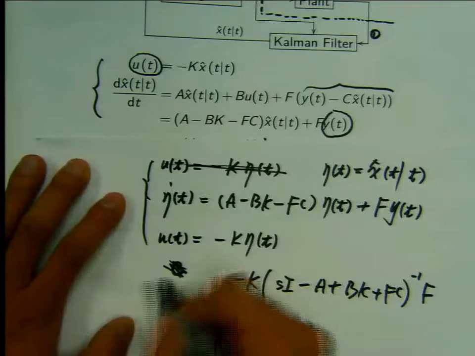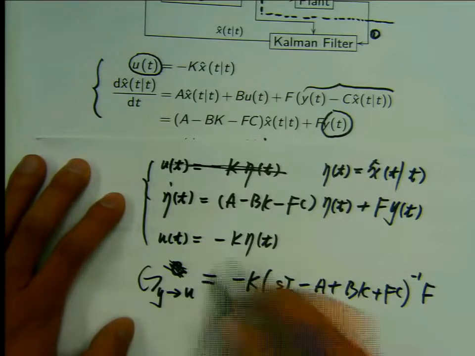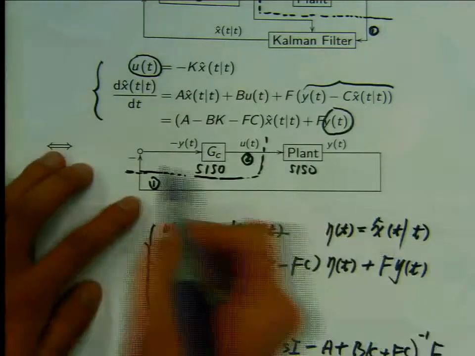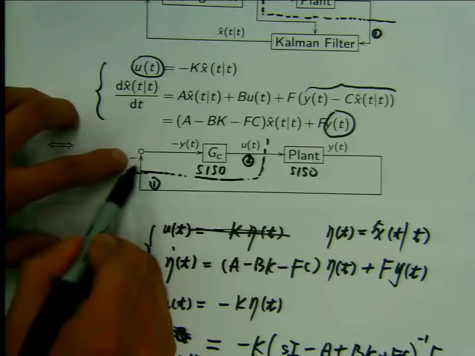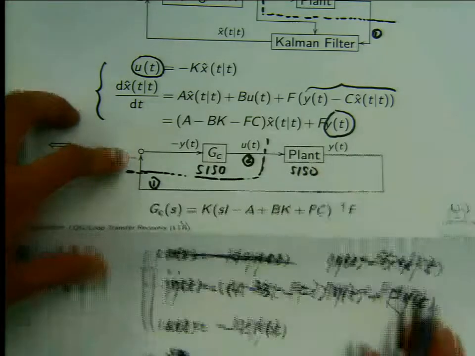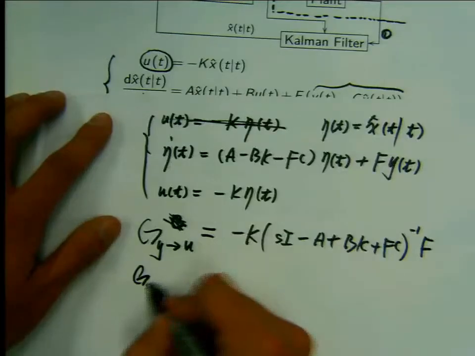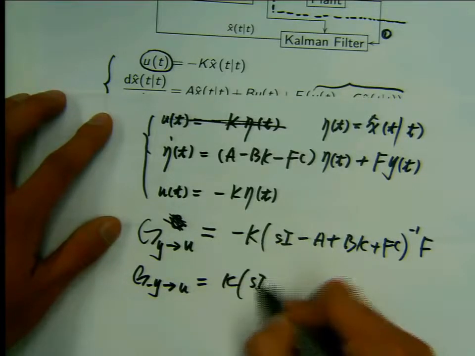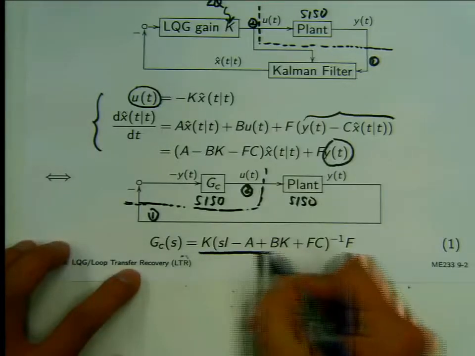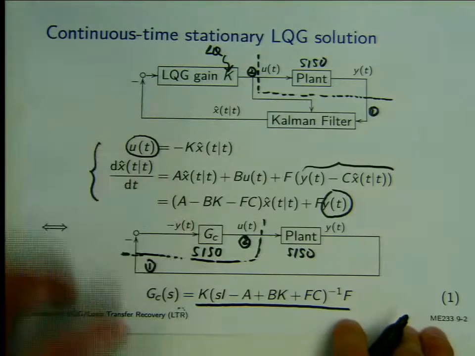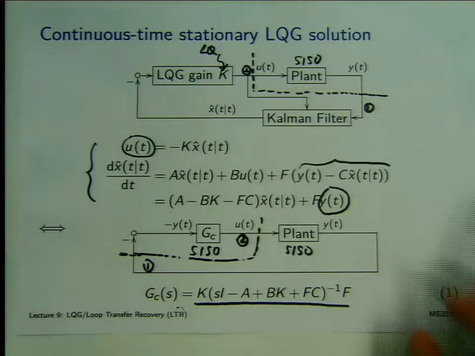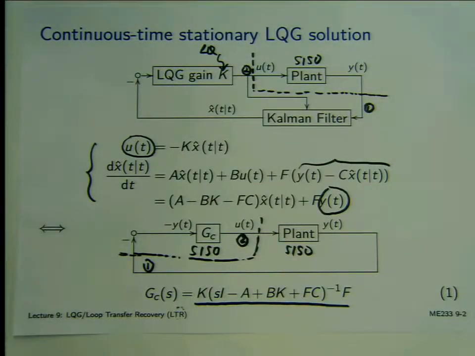Okay, so this is the transfer function G from Y to U here. I massage the transfer function a little bit to put it in a negative feedback loop. If I do negative feedback, this is y, so this is negative y. So I have to obtain something between negative y and u, so I have to add a negative sign ahead of this. So G from negative y to u is K (sI minus A plus BK plus FC) inverse F. This is the equivalent feedback transfer function. If the plant is single input, single output, then this is going to be single input, single output. Let's see whether I do the more complicated case.